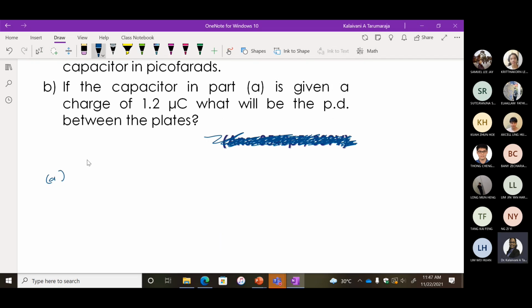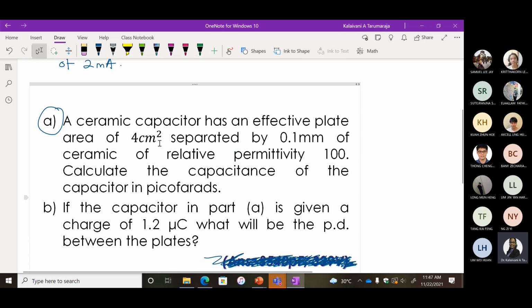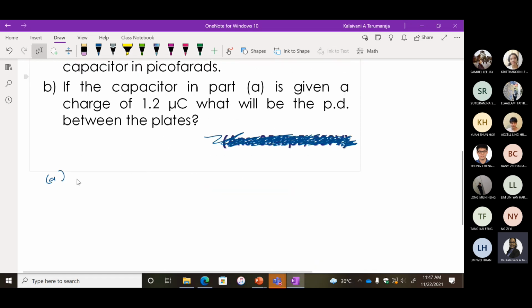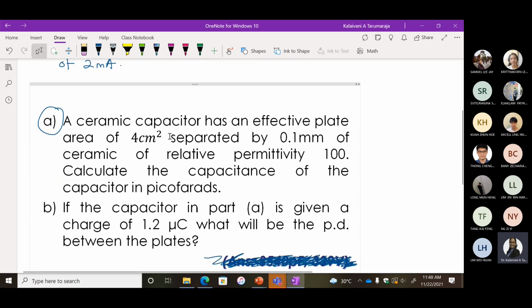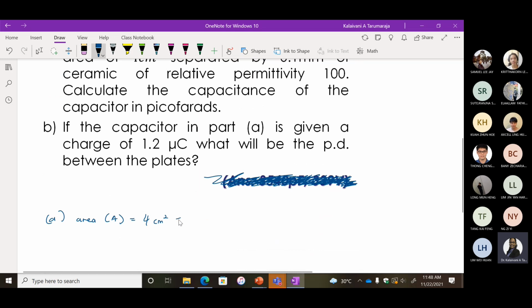So the first one, we need to know the area. Based on the area, they already highlighted it is 4 cm. Area is A, which we specify as 4 cm to the power of 2. After that, at the same time, we can write this formula: 4 times 10 to the power of minus 4, squared. You need to know why Miss wrote minus 4. In maths, take note your centimeter is to the power of 2.